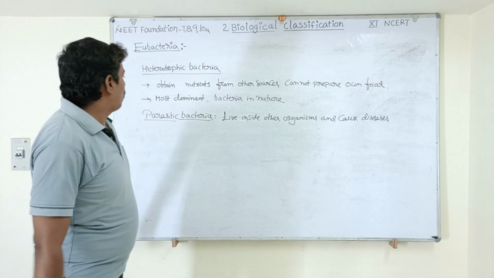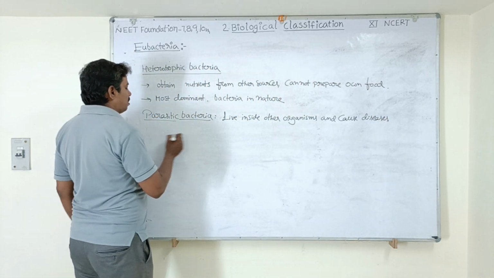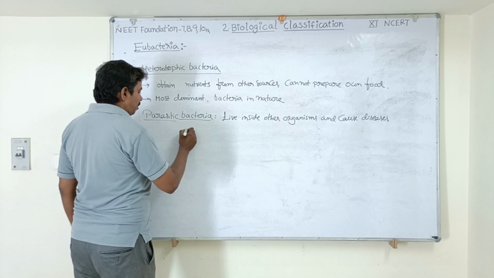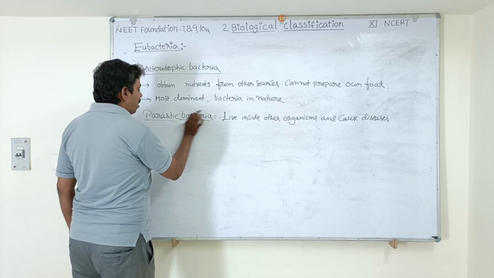Examples of parasitic bacteria we will discuss. The first one is Salmonella typhi.